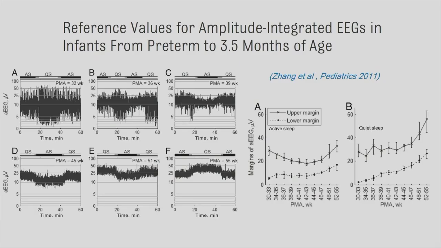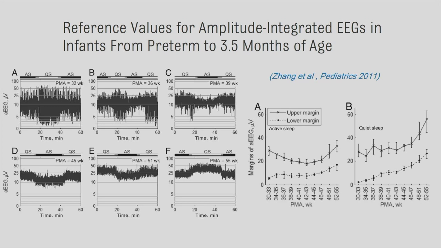This is how the aEEG develops over time. In a premature baby, you would have a discontinuous pattern with a much higher upper margin. The lower margin is much smaller and the upper margin is higher. In a 32-weeker, you have around 25 and below 5, and this then changes gradually to the term pattern.